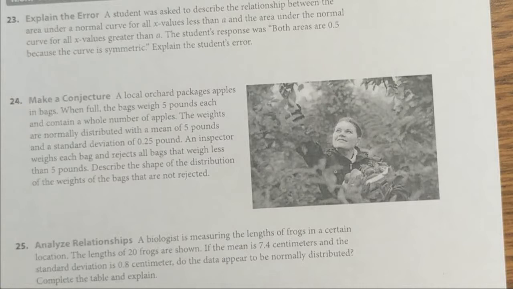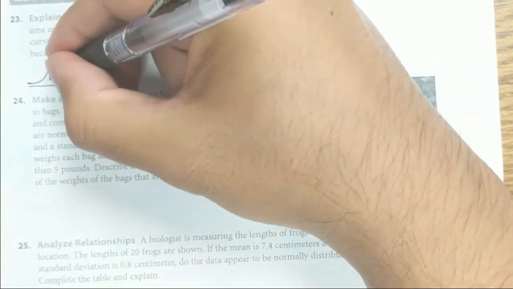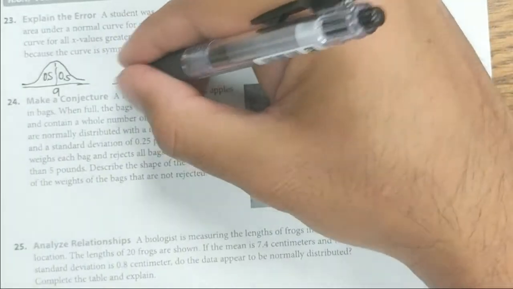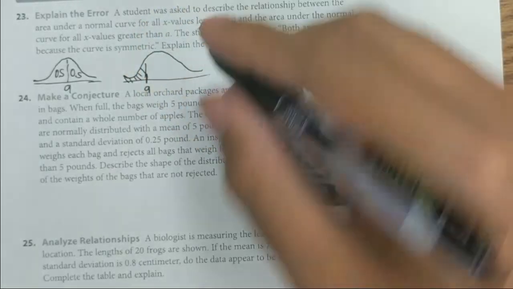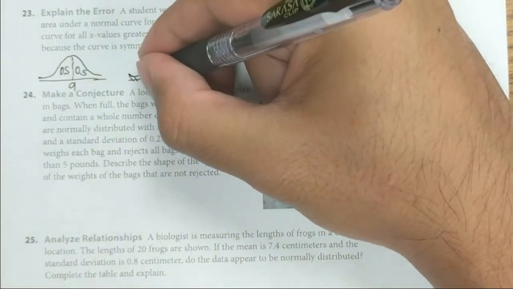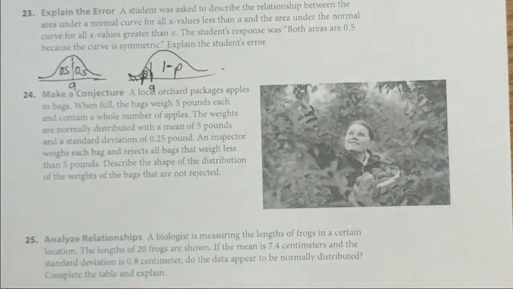Okay, relationship between the area on a normal curve for all x values less than a and the area under the normal curve for all x values greater than a. Student's response was both areas are 0.5 because the curve is symmetric. Okay, so this is only true if a is the mean, because then, yes, both sides are congruent and have equal areas. But if a is not the mean, say if a is over here, obviously this section is less than this section. Okay, so if this area is called P, the rest of the area would be 1 minus P. So these are not equal.